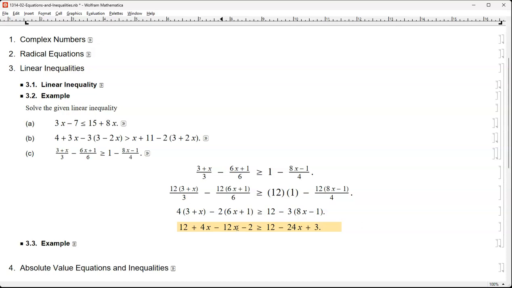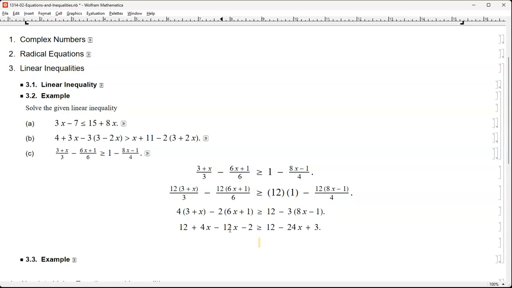Okay, and then take some like terms together. What do you get? 4 minus 12x, so negative 8x, and 10, and negative 24x, and then 12 plus 3 is 15. Did I do this right? Please check. Alright, flip this, plus 15.